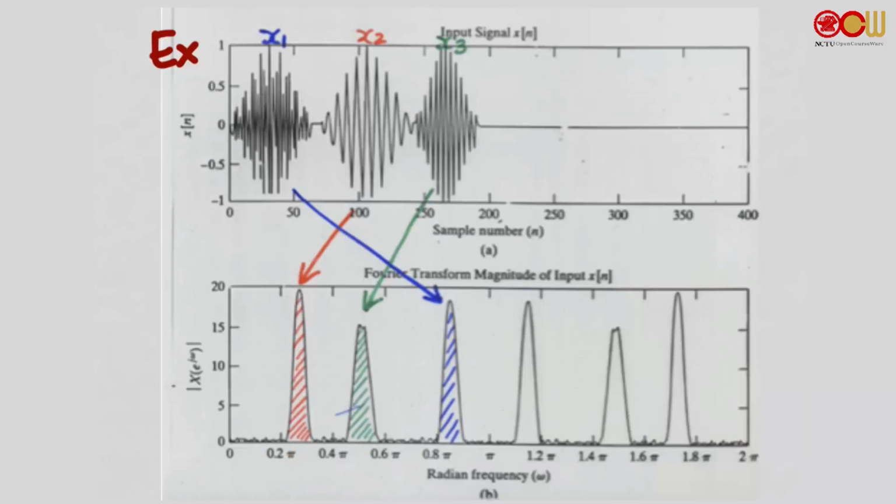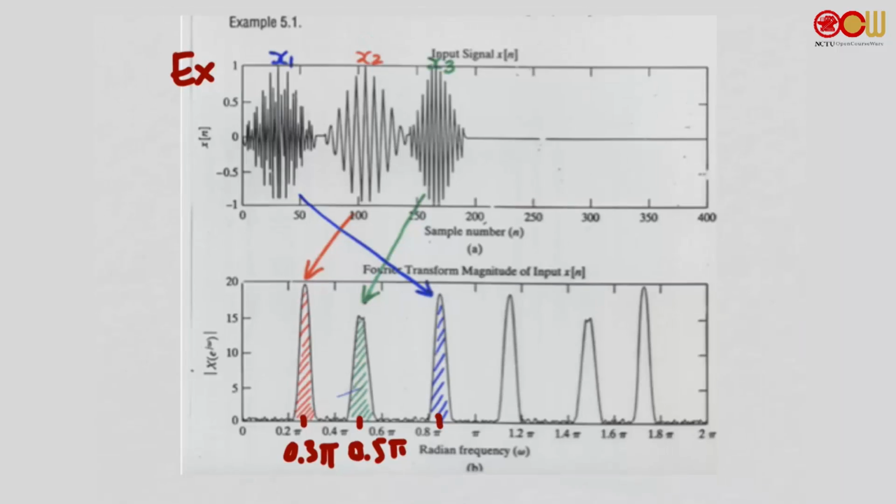If we take the Fourier transform of such an x[n] and plot the magnitude spectrum, this is what we get. It has a peak centered around 0.3 pi, maybe. Then there's another piece centered at 0.5 pi, and another chunk centered at maybe 0.85 pi. This is from 0 to pi.